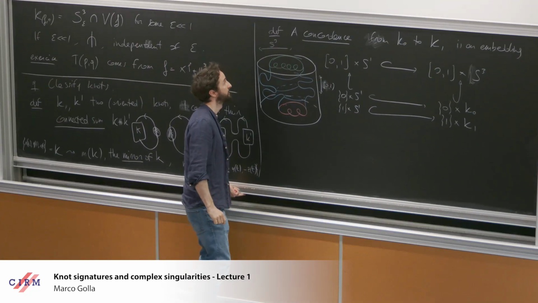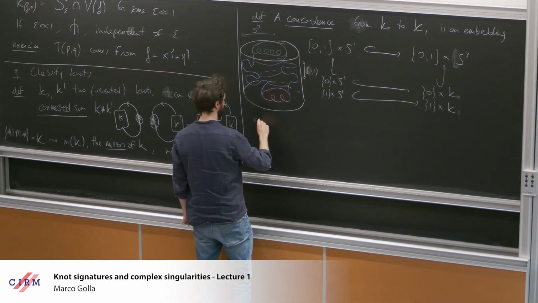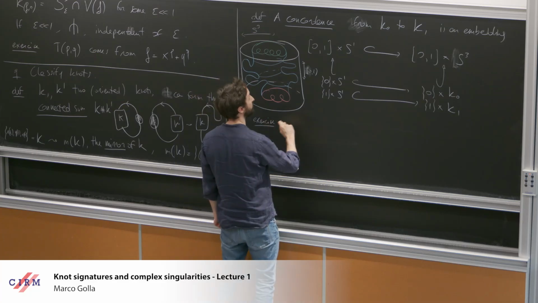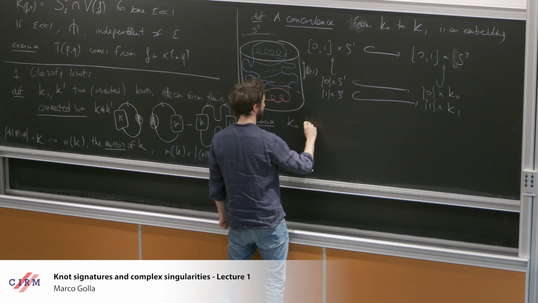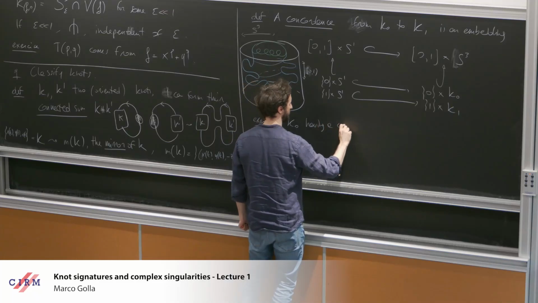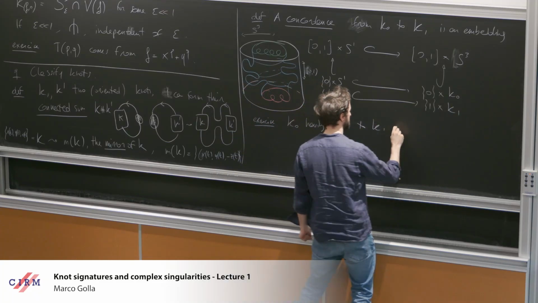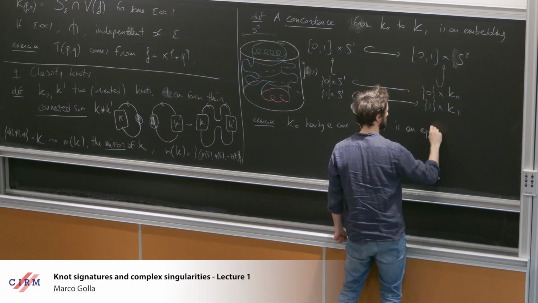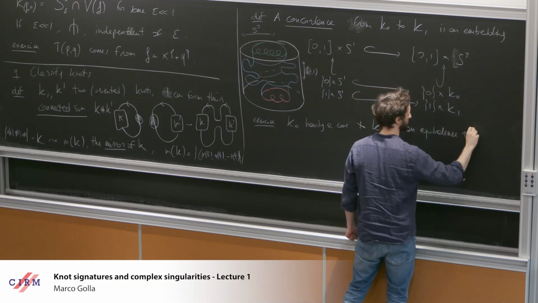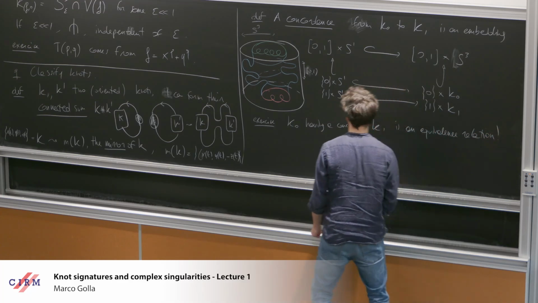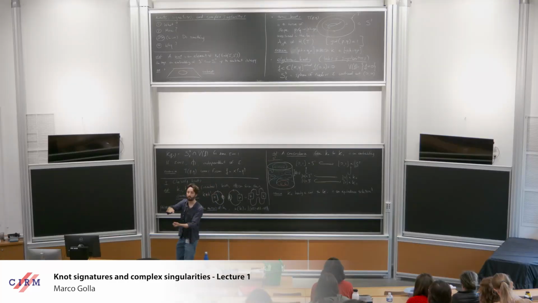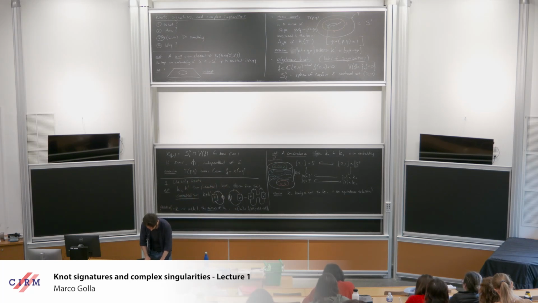And it's easy to check that K0 having a concordance to K1 is an equivalence relation. Why? Because I can simply stack up knots. And also, it's easy to see. Maybe I want to prove this at some point. Yeah, maybe I want to say something about this a bit later.